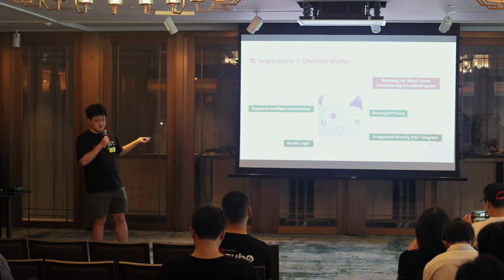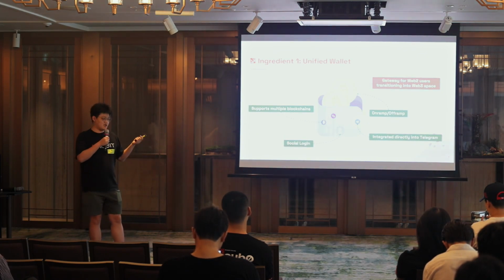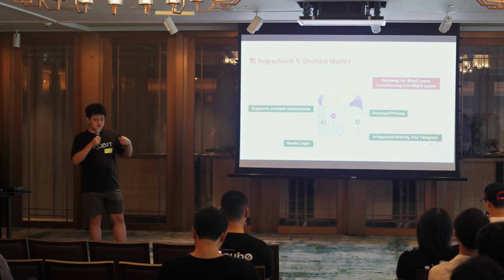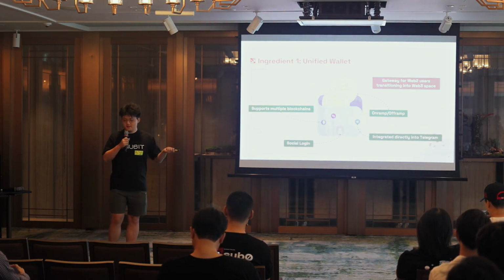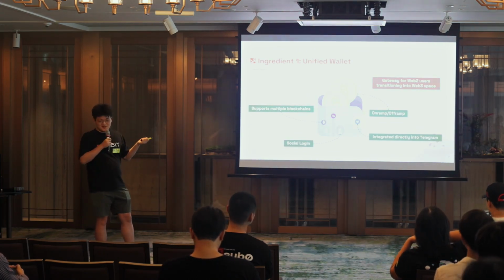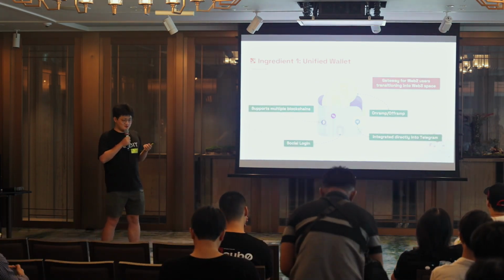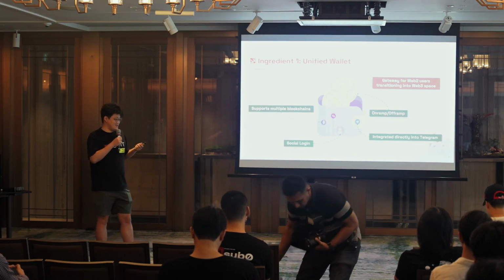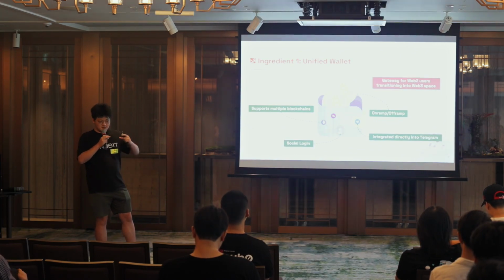The second requirement is that it should support social login, so Web2 users can use their Web2 accounts to manage their crypto assets, such as using their Telegram or their Gmail to manage their accounts. It should support on-ramp and off-ramp natively, so users can deposit and withdraw at any time. And most importantly, it should directly integrate into Telegram, so users don't need to download another application through a different platform. All they need to do is perform a transaction within this single platform, which is Telegram.